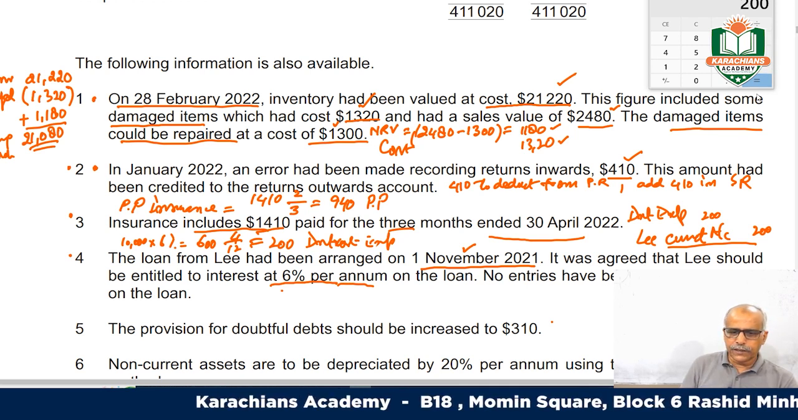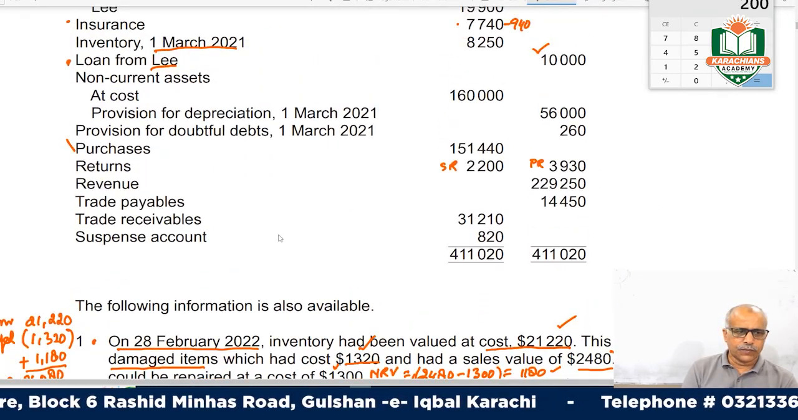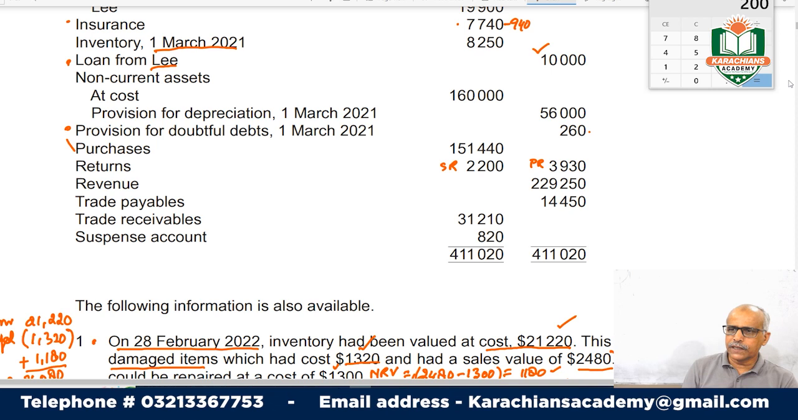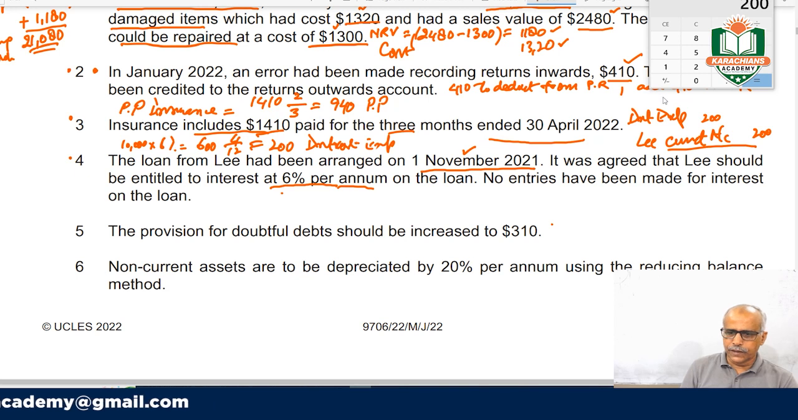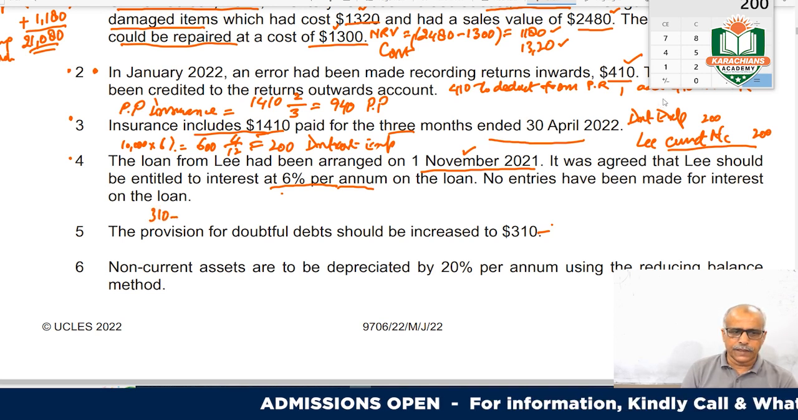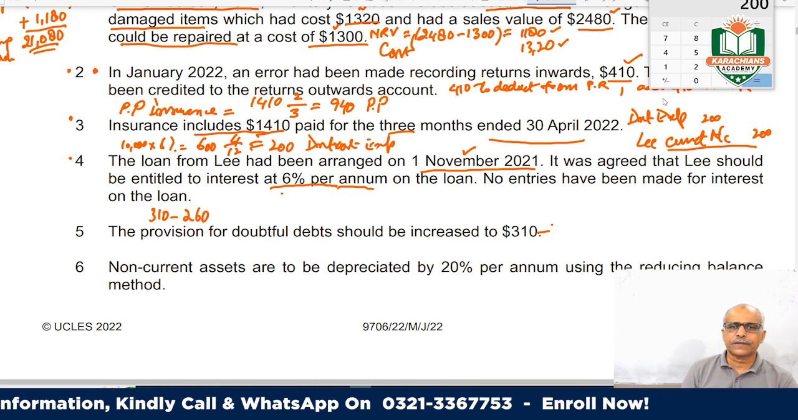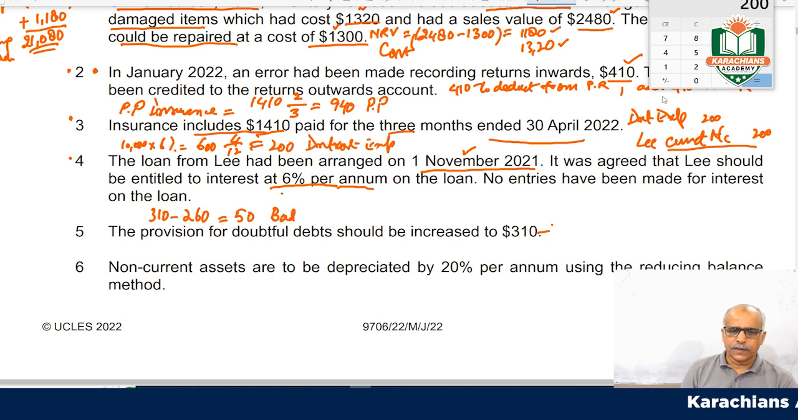The provision for doubtful debt should be increased to 310. How much is it currently? Provision for doubtful debt is 260, right? So they are saying this should be increased to 310. Already you have 260, so what would the balance be? The balance would be 50. So 50 would be your bad debt expense.